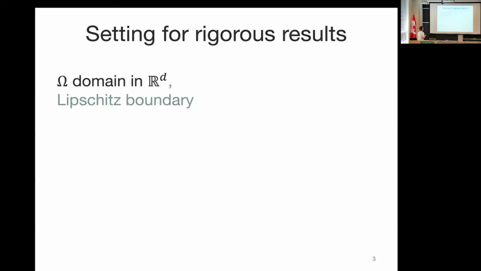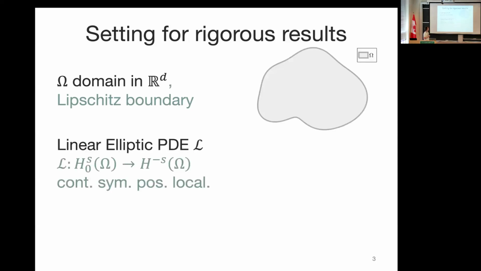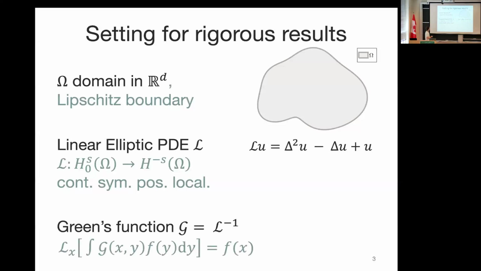The idea is that we have a domain Omega in R^d that is Lipschitz, with Lipschitz boundary. And we're looking at a linear elliptic PDE. What we mean by this is an operator from H_0^s to H^{-s} that is continuous, symmetric, positive, and local. One example of this would be something like the Laplacian, but really this allows even for rough coefficients in the PDE, arbitrarily high order, and so on and so forth.